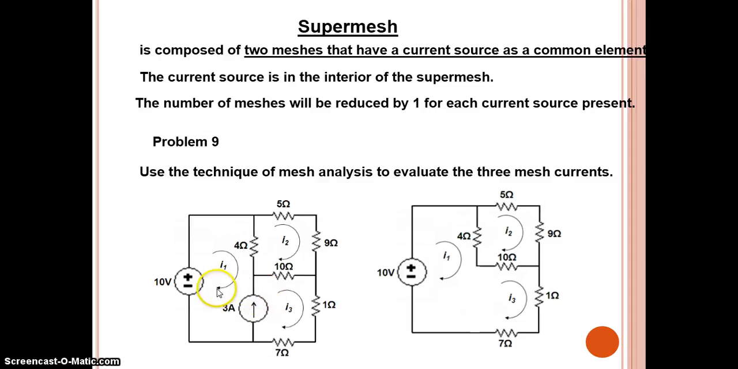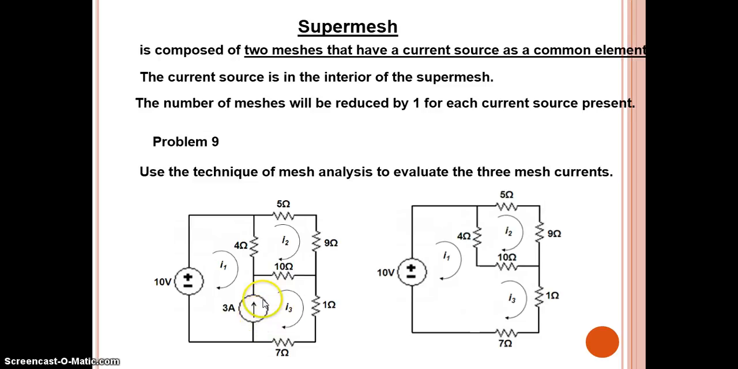If I mark these as mesh 1, 2, 3, between mesh 1 and mesh 3 you have this current source. So I can call it a super mesh. As I told before, if there is one current source, the total number of meshes will reduce by 1. See here, 3 meshes are there, and there is a current source present between two meshes. I am taking it as a super mesh.